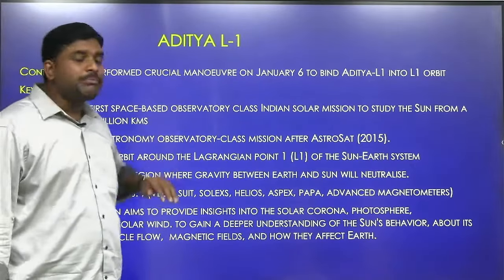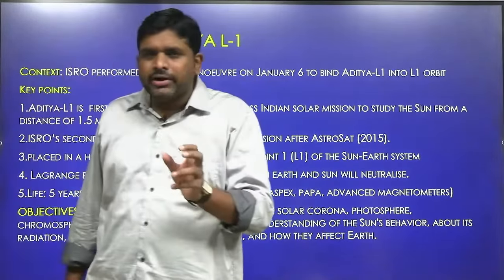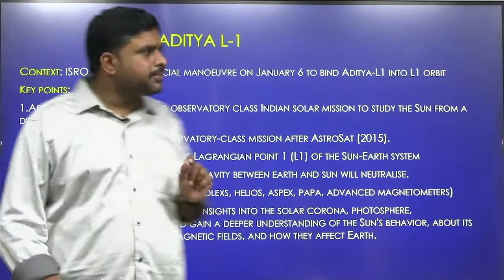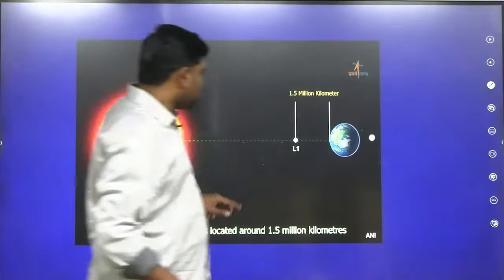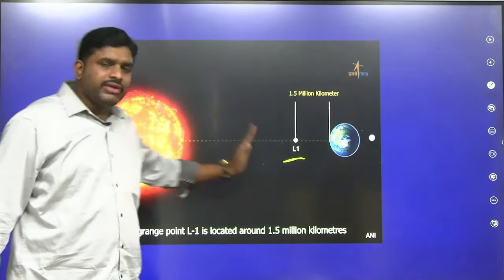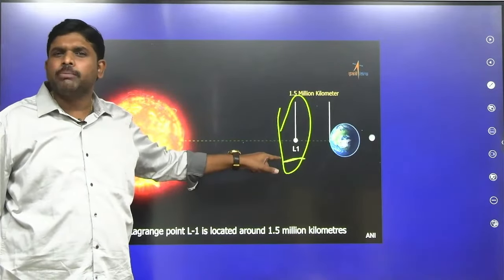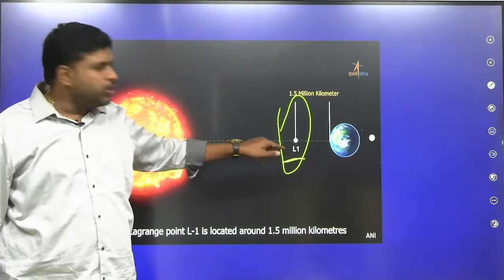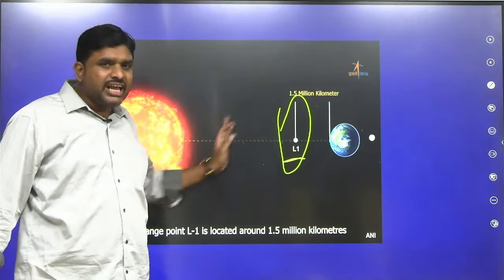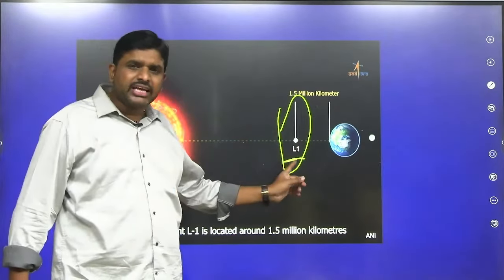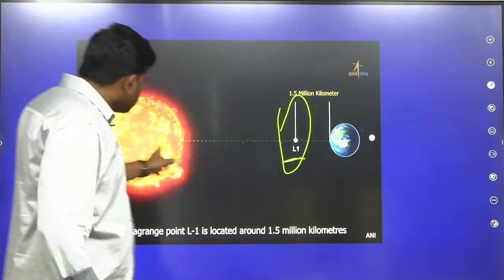ISRO performed crucial maneuvers on January 6th to bind Aditya L1 into the L1 orbit. The L1 orbit is nothing but a Lagrange point. What is this Lagrange point? If you see here, this is called the Lagrange point, where the sun's gravity and the earth's gravity balance out. So it is a completely neutral point, and those neutral points are called Lagrange points. On these neutral points the satellite will be placed. The region of neutral points between the sun and the earth is called the Lagrange point. In this Lagrange point the Aditya satellite was launched, and the point is called L1, Lagrange point 1.